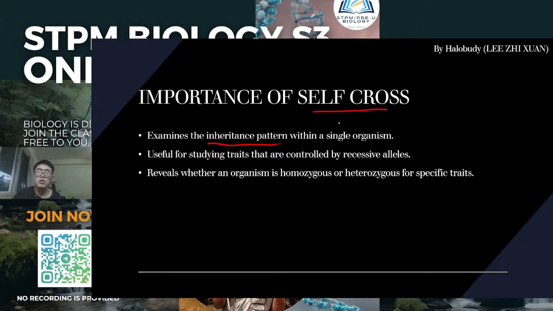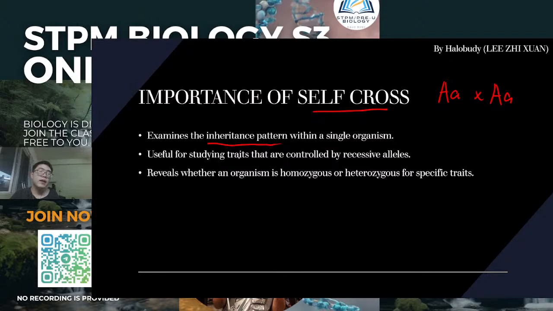So normally, they will use self-cross because self-cross is very easy to determine compared to the other types of cross. Self-cross normally uses heterozygous individuals. They will not use homozygous because with homozygous, the result is directly totally homozygous. But with heterozygous, the result is very complicated. So that is why we have the law of independent assortment. Because of this, we can know about the inheritance pattern for the pea plants.